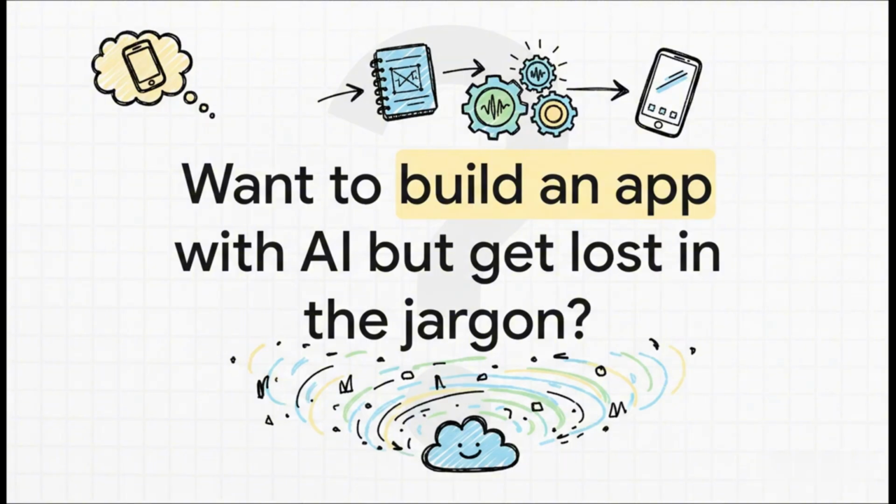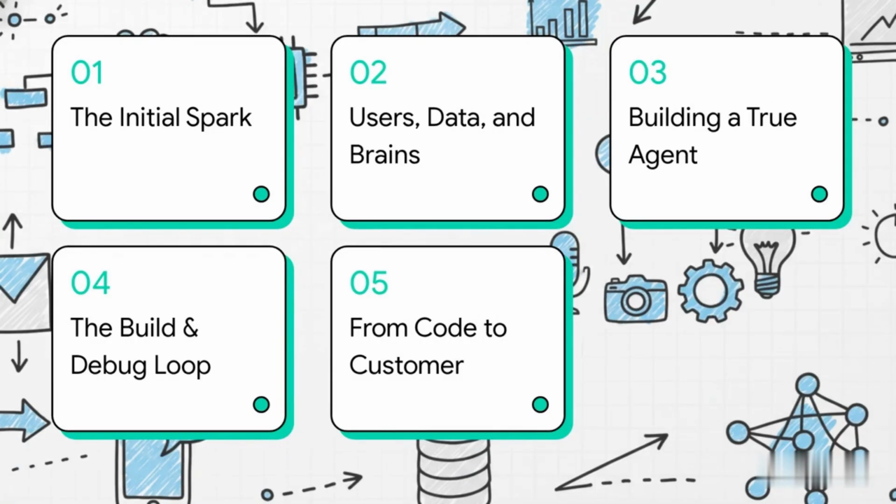We're not just going to throw a bunch of definitions at you. Nope. We are going to follow the entire journey of an app's creation, starting from just a single idea all the way to a fully functional tool that's live on the internet. We've actually broken this whole process down into 5 key stages. You can think of this as a roadmap, okay? It's going to take us from that simple idea all the way to a live application. So let's start at the very beginning with that first creative spark.